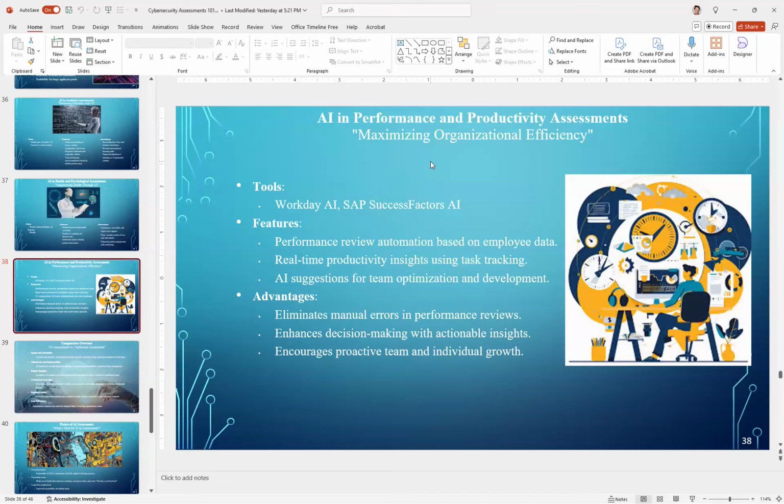The features it provides are performance review automation based on employee data, real-time productivity insights using task tracking, and AI suggestions for team optimization and development. The advantages are that it eliminates manual errors in performance reviews, enhances decision-making with actionable insights, and encourages proactive team and individual growth.